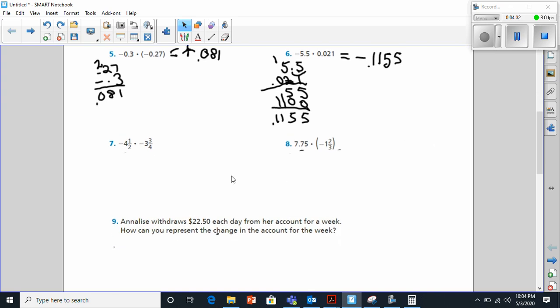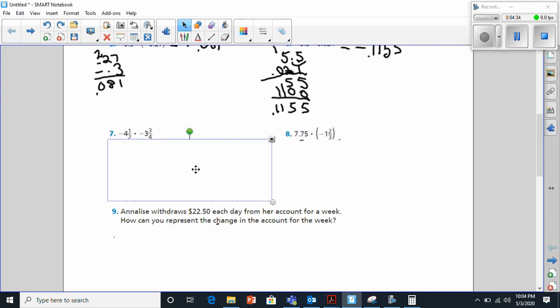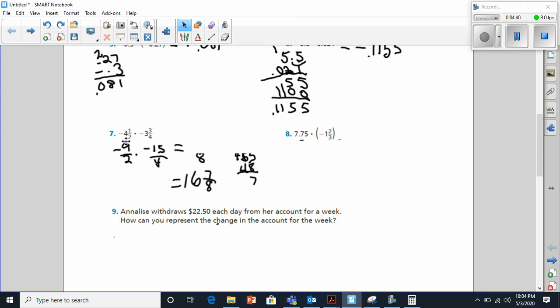Next, we're on number 7. We have 2 mixed numbers. Once again, we've got to take those mixed numbers and turn them into improper fractions. Well, 4 times 2 is 8, plus 1 is 9. This is really negative 9 over 2. And 4 times 3 is 12. 12 plus 3 is 15. So this is really negative 15 over 4.